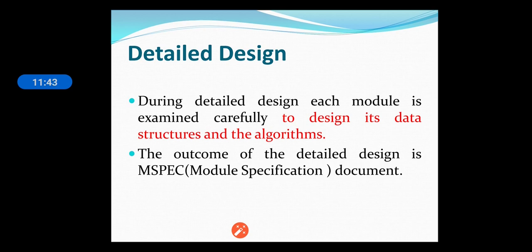Now next is detailed design. What are the leftover outcomes of the design phase? The algorithms and the data structures. That is done in the detailed design, which is the second activity of the design phase. During the detailed design, each module is examined carefully to design its data structures and algorithms. That means for each and every module we identify what kind of data structures are required, and we also write the algorithms for each and every module.